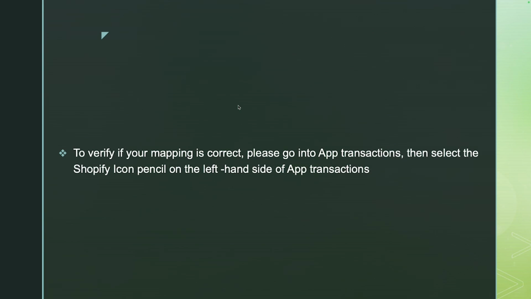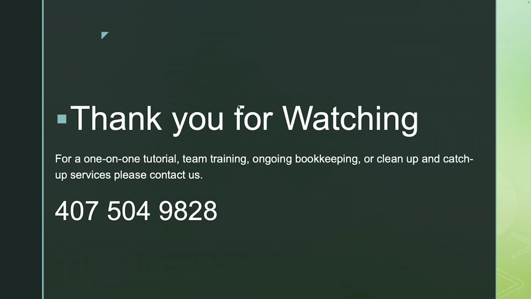You can go to App Transactions. Then on the left-hand side, there is a Shopify icon. You click on the pencil, and it's going to open up the app transaction settings on the left-hand side. It's going to show what bank account it is going to, how you're tracking the transactions, and all the accounts that are being routed to. So Shopify fees should be going to Shopify fees in QuickBooks, and so on and so forth, right?